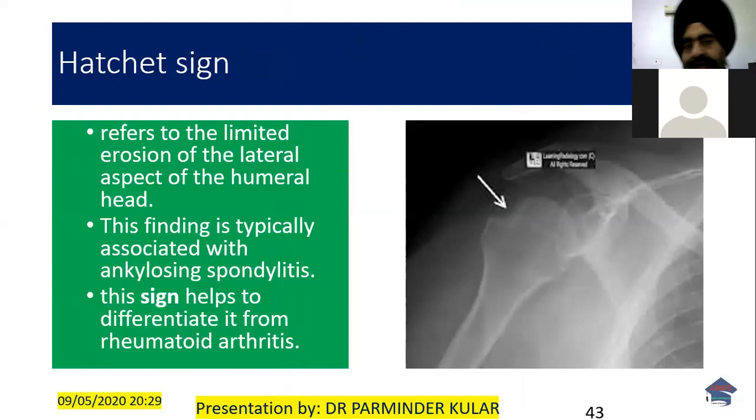Where will you see it? It refers to the limited erosion of the lateral aspect of the humerus head. This finding is typically associated with ankylosing spondylitis. So a question can be asked from the ankylosing spondylitis side or from the shoulder side for the Hatchet lesion. So this is again a point for 2-3 MCQs. Hatchet lesion. Remember, it is seen in ankylosing spondylitis only.